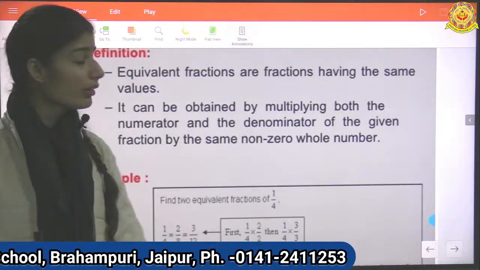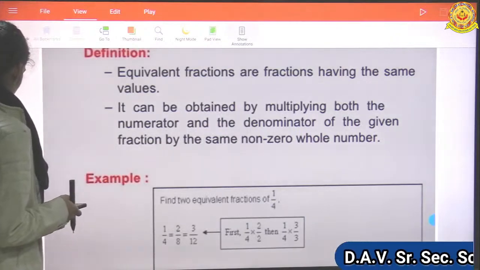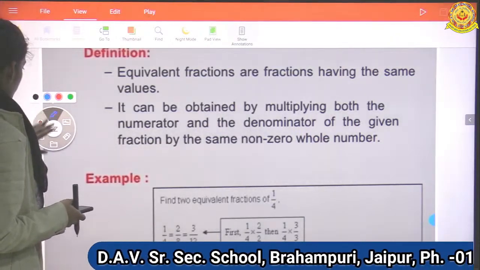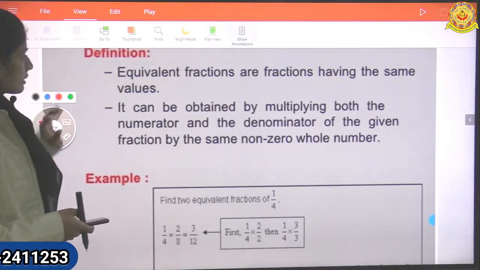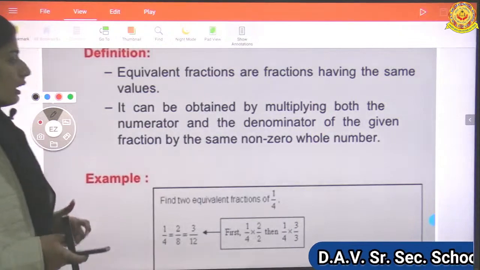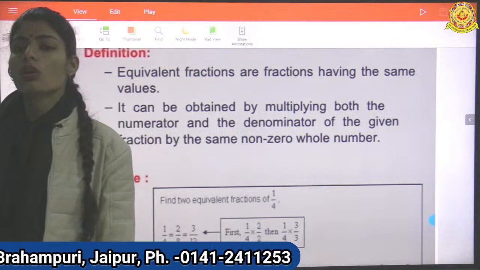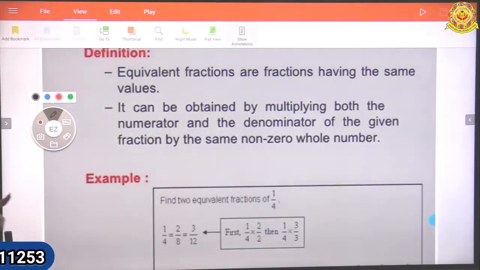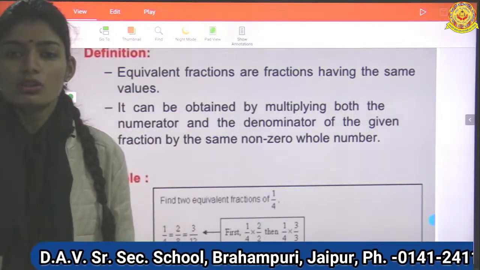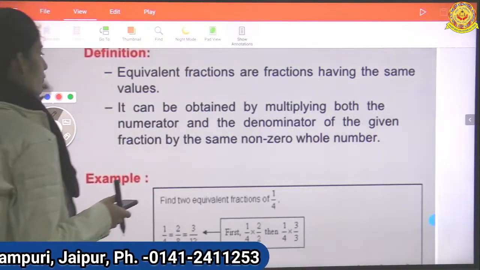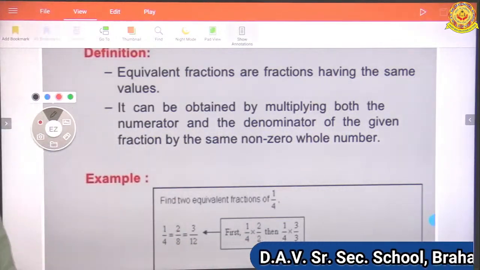Equivalent fractions. Equivalent fractions are fractions having the same values. They can be obtained by multiplying both the numerator and denominator of the given fraction by the same non-zero whole number. The word equi means equal. So equivalent fractions are the fractions in which we have the same values. On converting them into the simplest form, you will have the same values.